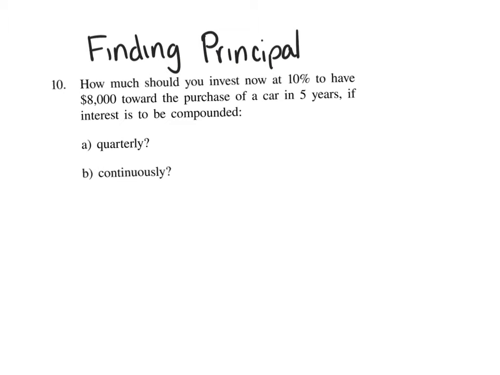On this problem, we're going to learn how to calculate principal given information in a compound interest problem. So the question says, how much should you invest now at 10% to have $8,000 towards the purchase of a car in 5 years if interest is to be compounded either quarterly or continuously? And remember, it says how much should you invest now? We also call principal the present value of your money.